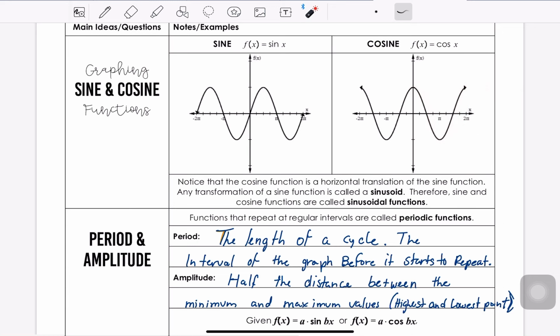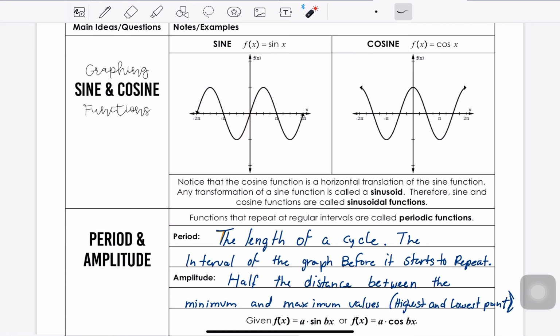The next thing that you need to consider is the amplitude. The amplitude is really how high the graph is, and right here it says half the distance between the minimum and maximum values. So it's referring to this height here. This is the amplitude, and the reason it refers to this height is because the distance between this top, the maximum part of the graph, and the minimum part of the graph is the exact same distance from the bottom half.